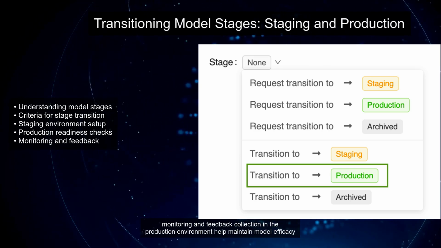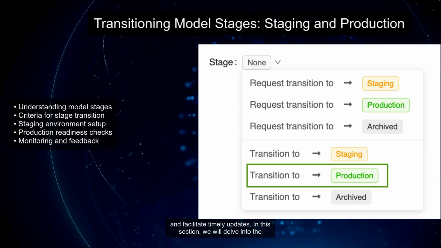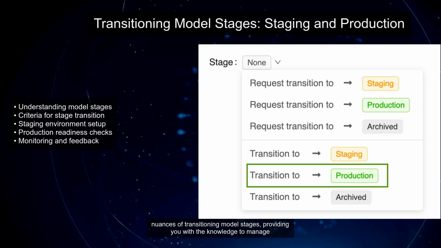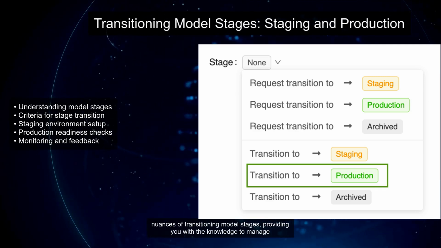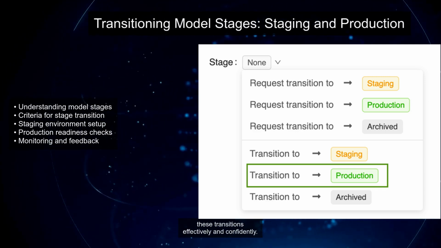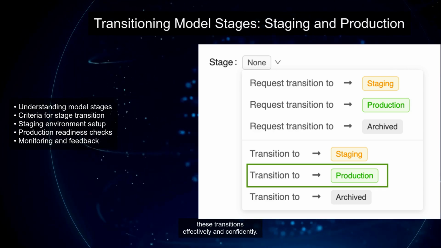Production readiness checks include verifying model performance, scalability, and integration with other system components. Continuous monitoring and feedback collection in the production environment help maintain model efficacy and facilitate timely updates. In this section, we will delve into the nuances of transitioning model stages, providing you with the knowledge to manage these transitions effectively and confidently.